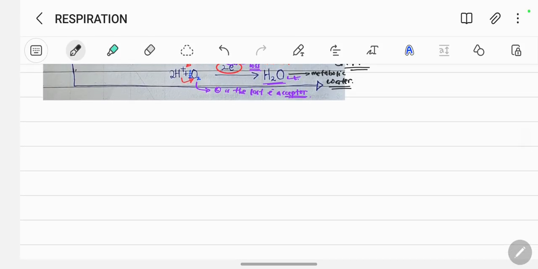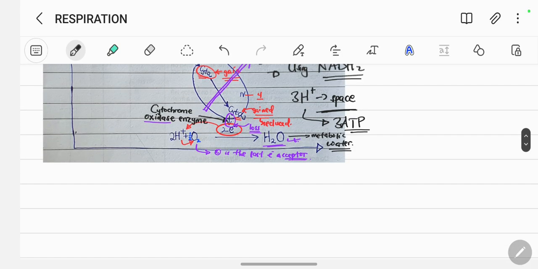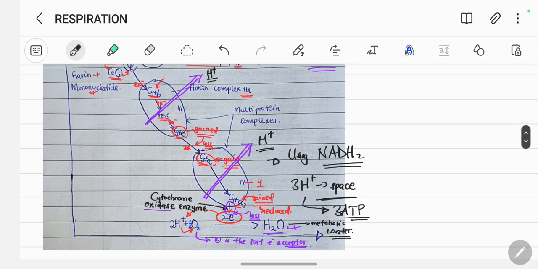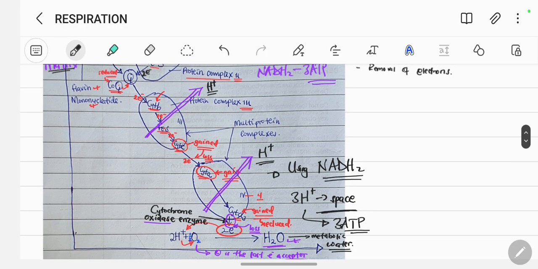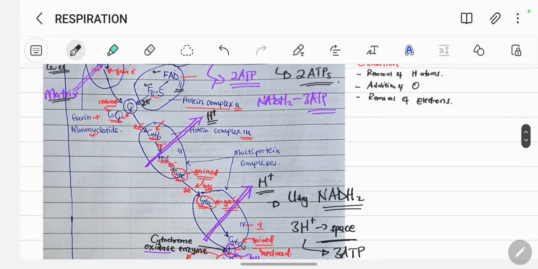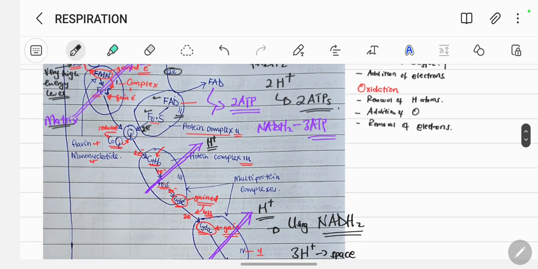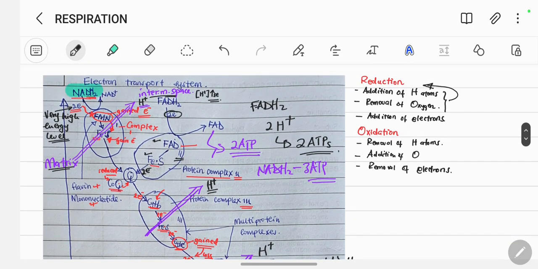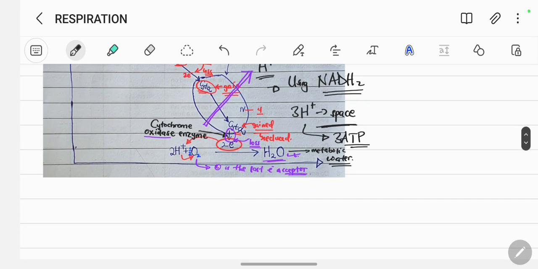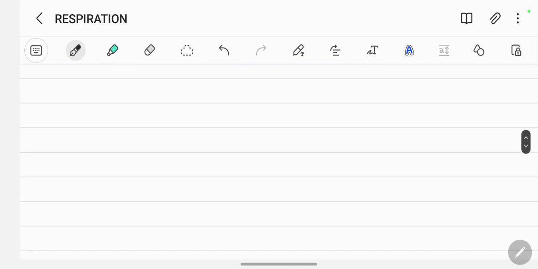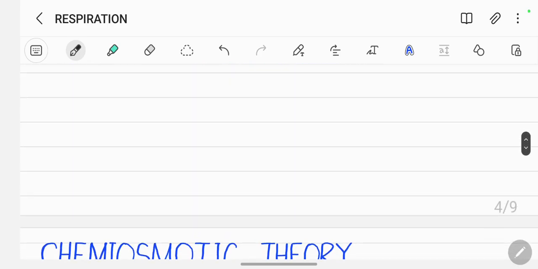So that is the process. Should I rub off this? Should I rub off this? No, let me leave it. Let me just move straight to chemiosmosis.